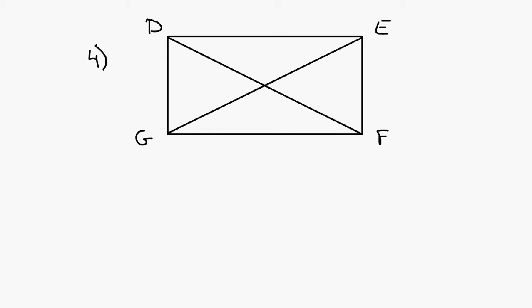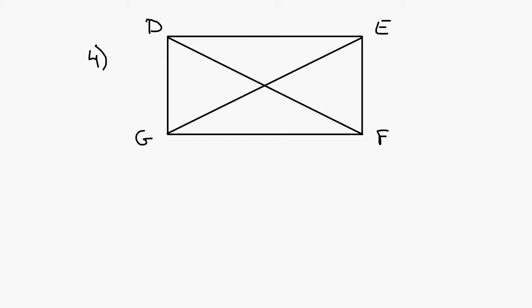Number 4, you are given that DEFG is a rectangle. D to F is 5x minus 4, so that's a diagonal, and E to G is x plus 36. All right, so the diagonals in a rectangle are congruent.